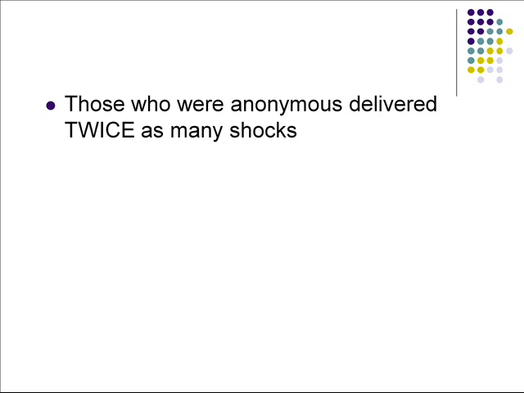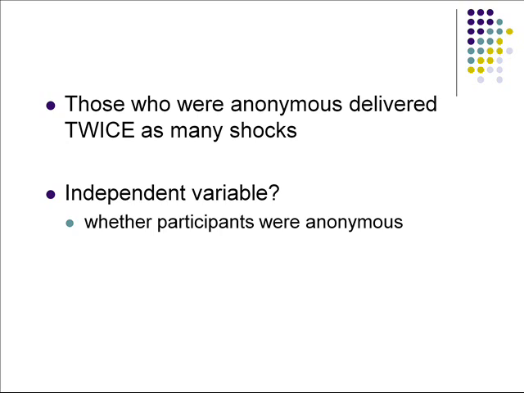He found that the anonymous group gave significantly more shocks to the student in the other room, who in fact was a confederate of the experimenter and was not actually shocked. The anonymous group also gave longer shocks than the identifiable group. What was the independent variable? It was whether the student was anonymous or not, which was operationally defined as either wearing their own clothes with a name tag or in a hooded outfit.